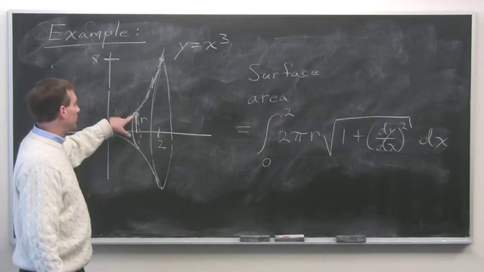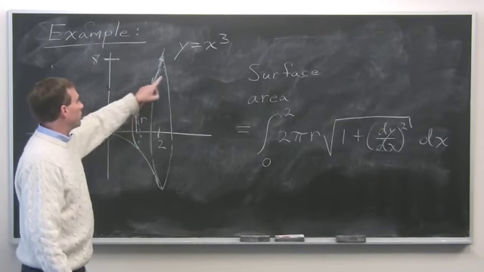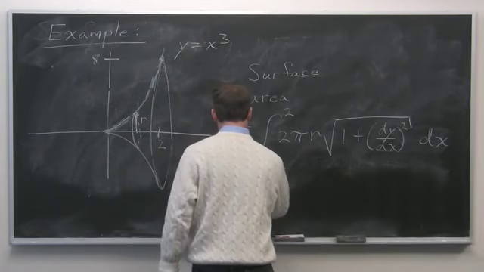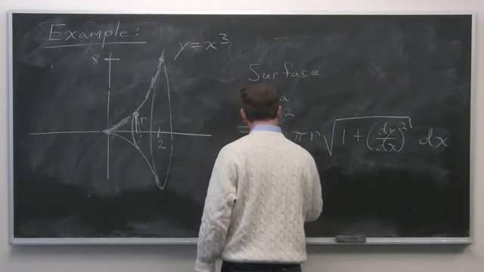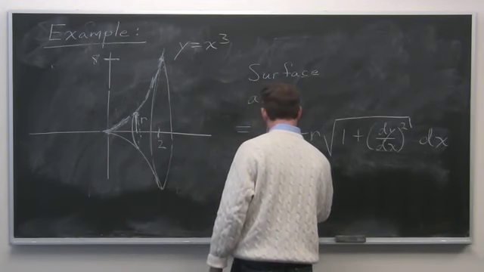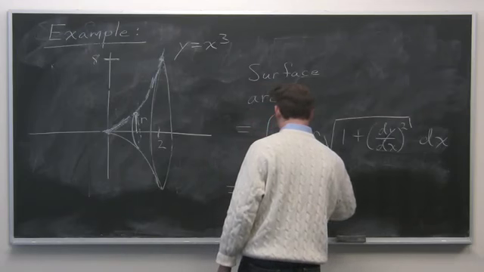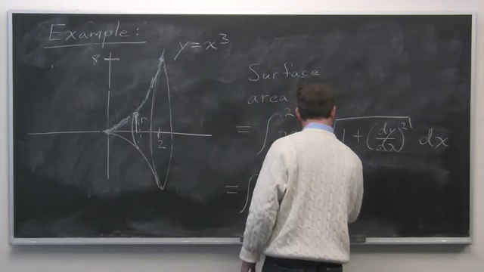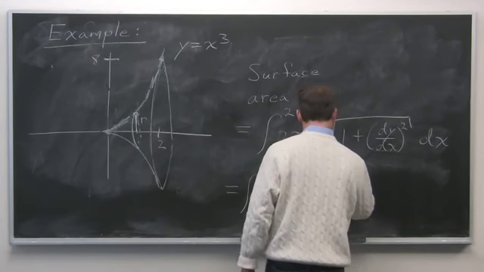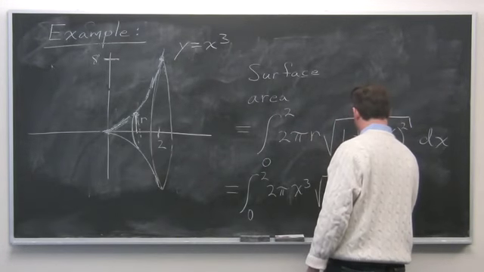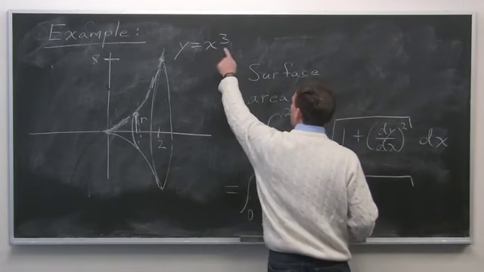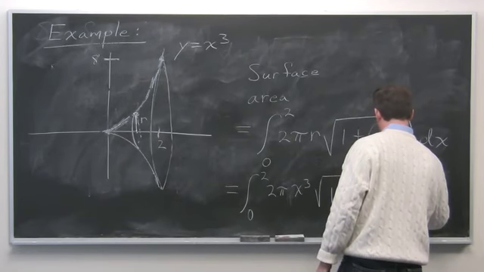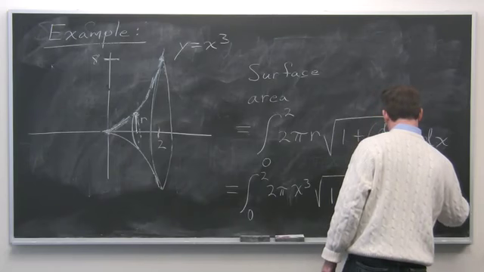But we need it in terms of x, so the y-coordinate on the curve in terms of x is x cubed. And so the integral we have to do this time is the integral from 0 to 2 of 2 pi r, which is x cubed, times the square root of 1 plus dy dx, which is 3x squared, so 3x squared dx.